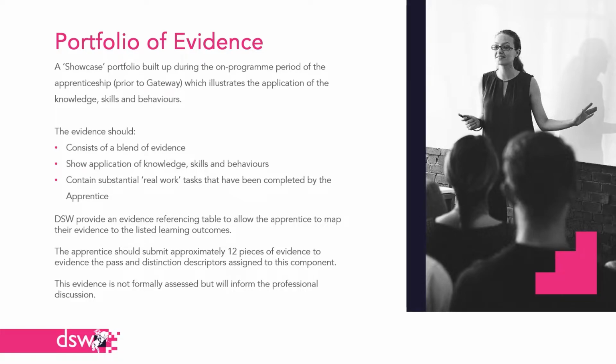This will allow the endpoint assessor to explore that further and relate to specific pieces of evidence in the professional discussion. In their portfolio, they will need to demonstrate how they've applied the knowledge, skills and behaviours of the standard, and it should contain real work tasks that they've completed. We provide a referencing table in the toolkit so the apprentice can map the evidence in their portfolio to the relevant learning outcomes, and the portfolio will typically contain 12 pieces of evidence.